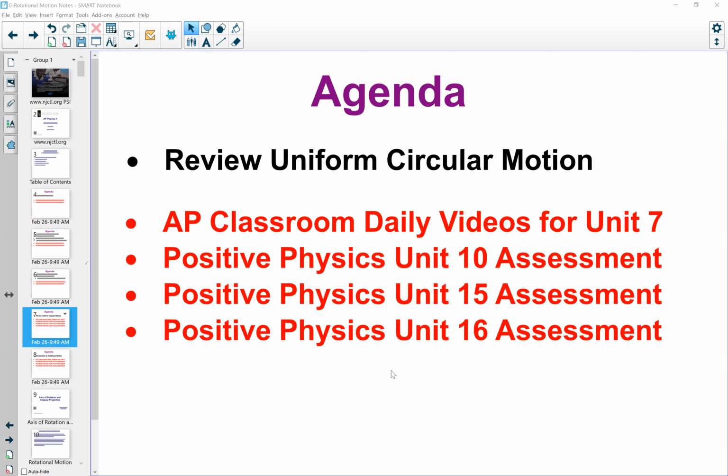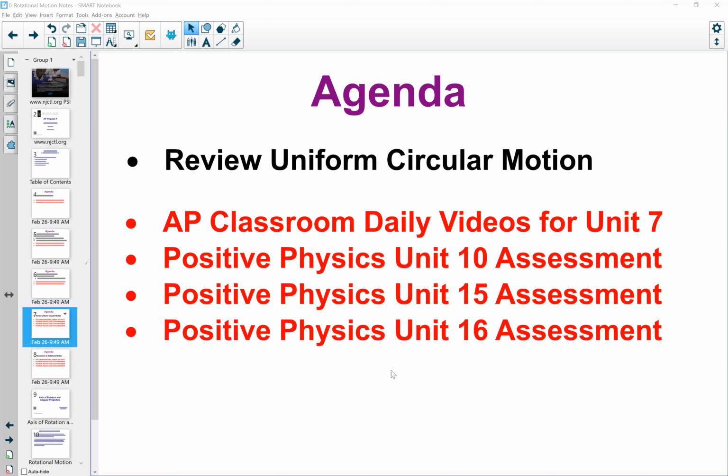And then Unit 15 is on torque. And so I wanted to push that down the road a little bit, because we won't even start learning about rotational motion until Thursday this week. And then next week on Monday, we're going to start talking a little bit about torque, but I wanted to make sure we had a couple of lessons on that before you had to start doing that assessment. So that's not due for a little ways down.